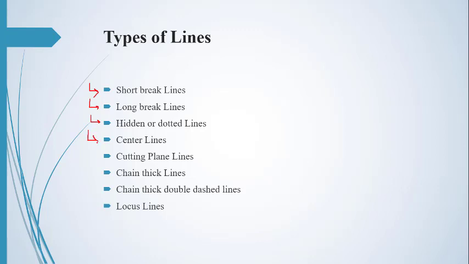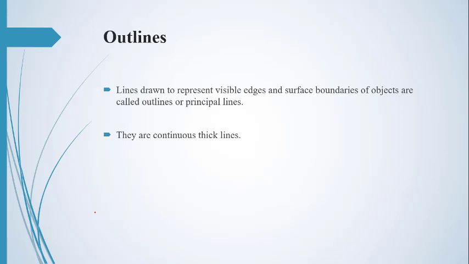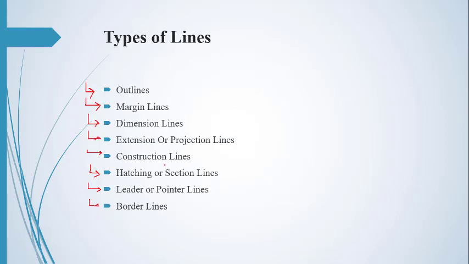12th is center lines. 13 is cutting plane lines. 14 is chain thick line. 15 is chain thick double dashed lines, and in the last, locus lines. We will see them one by one. However, these are the types of lines which are included in the engineering drawing subject.